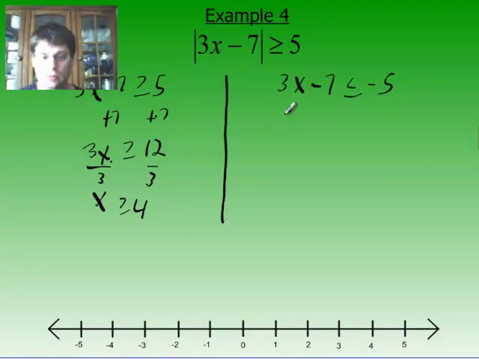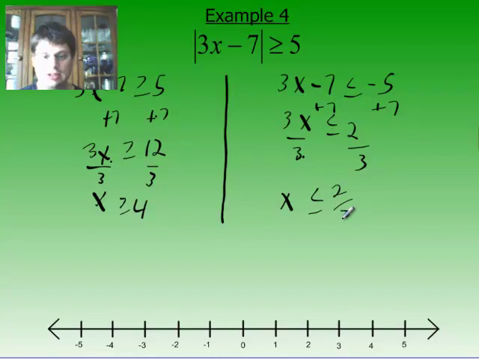Okay, now this side. 3x is less than or equal to, actually let me show my work, I'm being bad about that, 2. And then I'm going to divide by 3, like so, and x is less than or equal to 2/3. Okay, now I'm not done with how I'm going to write my answer, but I am going to graph it, and then I'll write my final answer, and I'll show you what I mean.